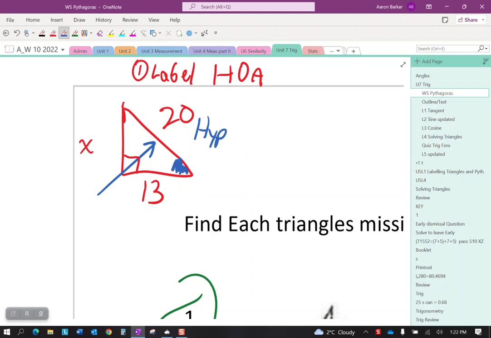And then which side is opposite of the angle of interest? The angle of interest is the one that's shaded. Straight across, that is the opposite side, that's side X. And the one that we don't know what it means, we do that last, that's the adjacent.